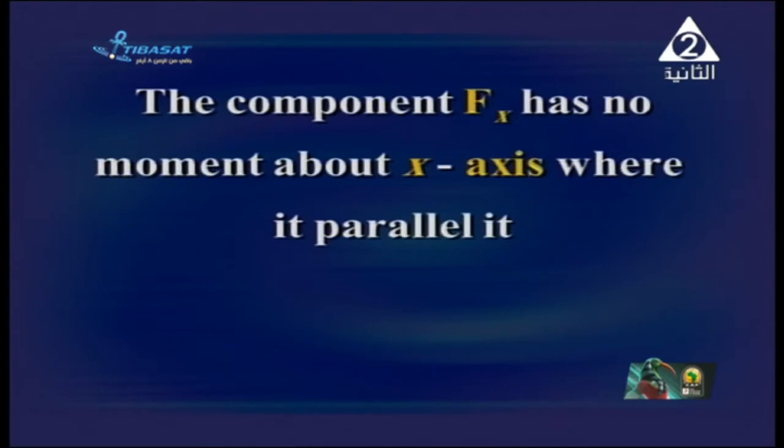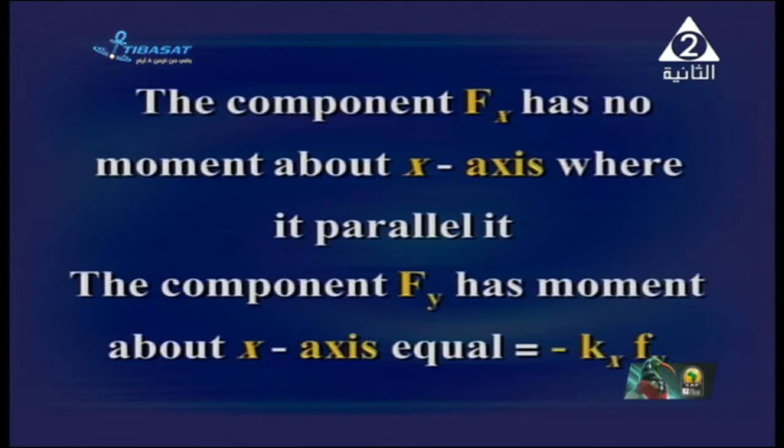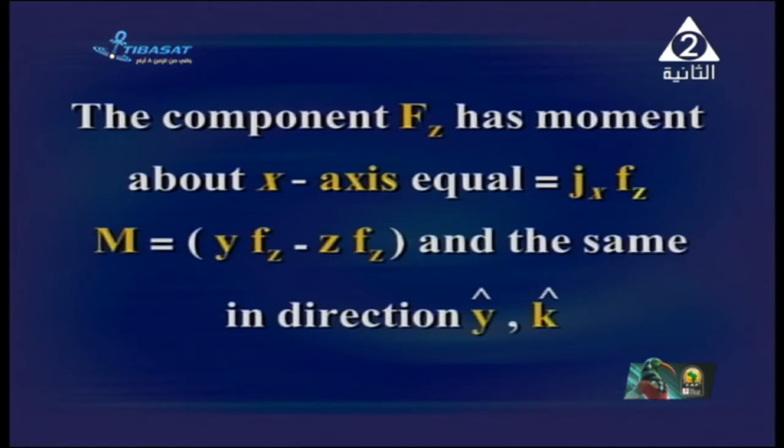We deduce that component Fx has no moment about the x-axis since it's parallel to it. Also, component Fy has moment about the x-axis equal to negative z Fy. Component Fz has moment about the x-axis equal to y Fz. The moment equals y Fz minus z Fy, in direction i.